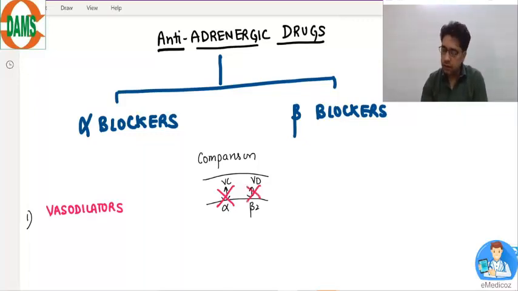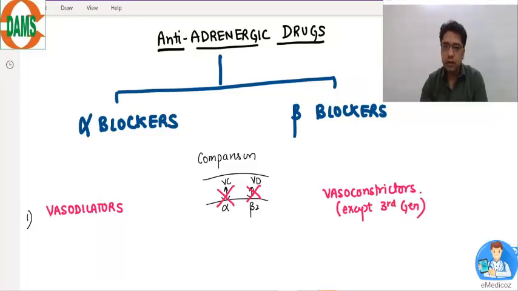Beta blocker will be vasoconstrictors. In bracket you will write except third generation. What do you mean by this word except third generation? We will discuss later on. Okay, there are certain generations.